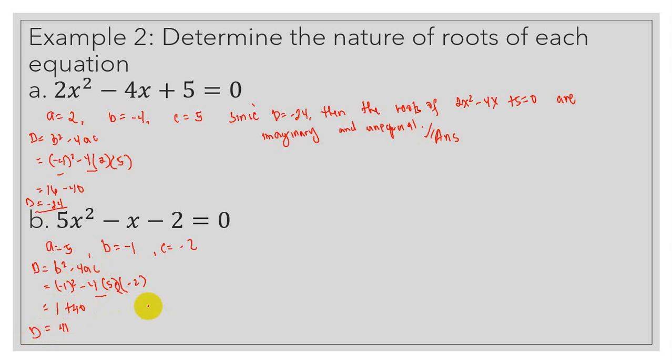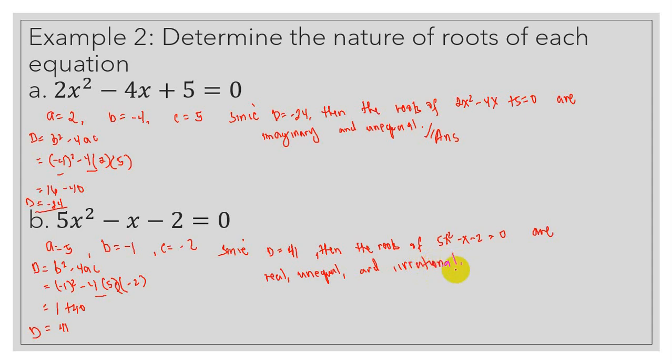So D is positive and is not a perfect square. Therefore, we can say that since D is equal to 41, then the roots of 5x squared minus x minus 2 equals 0 are real, unequal, and irrational. So that's how you are going to get the nature of roots. So let's have a quick recap.